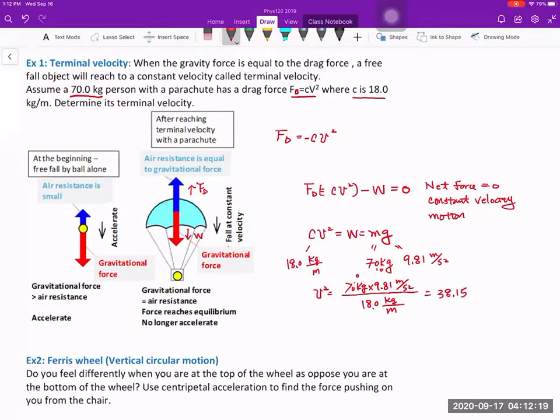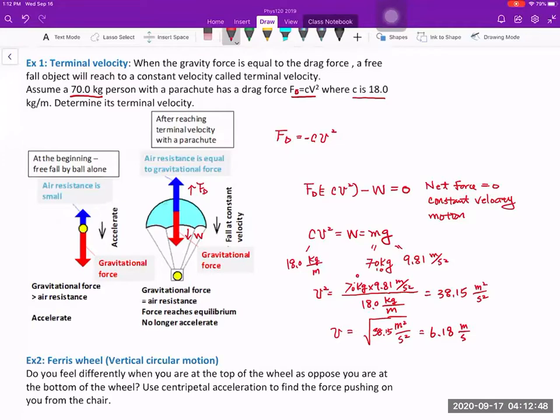And that should give you meter square per second square, but then you have to take the square root of that. So the velocity will be the square root of 38.15 meter square per second square. And you only take 3 sig figs, so that would be 6.18 meter per second.